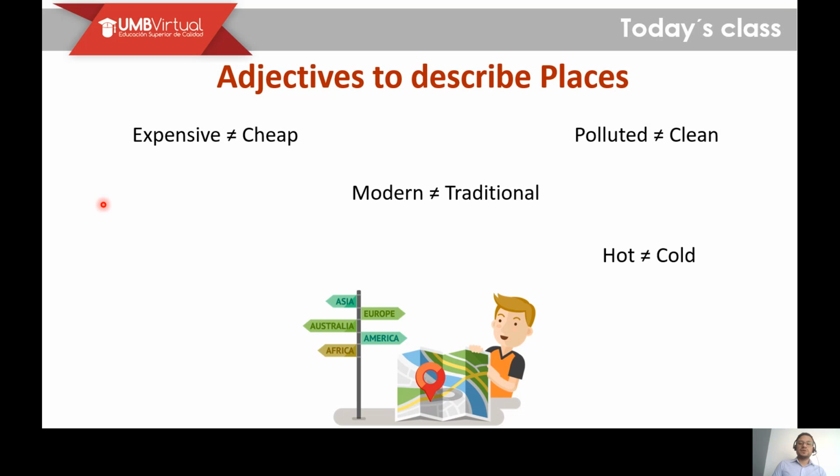We have some adjectives to describe places, depending on the opposite. We have expensive against cheap. So expensive, you have to pay a lot in that place. And cheap, the opposite. Maybe you don't have to pay that much.